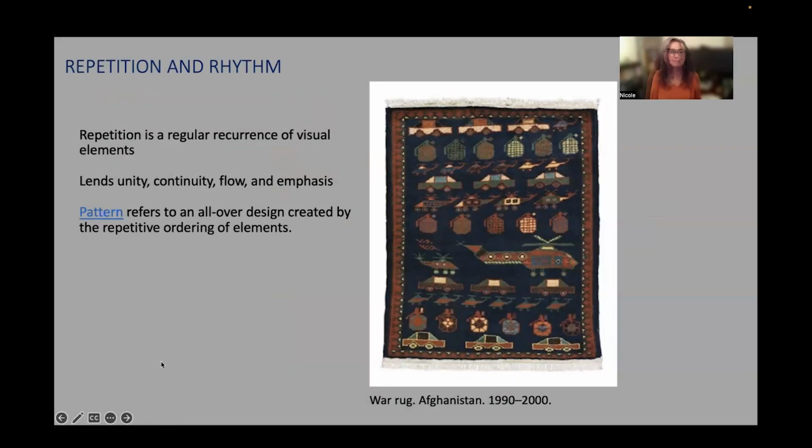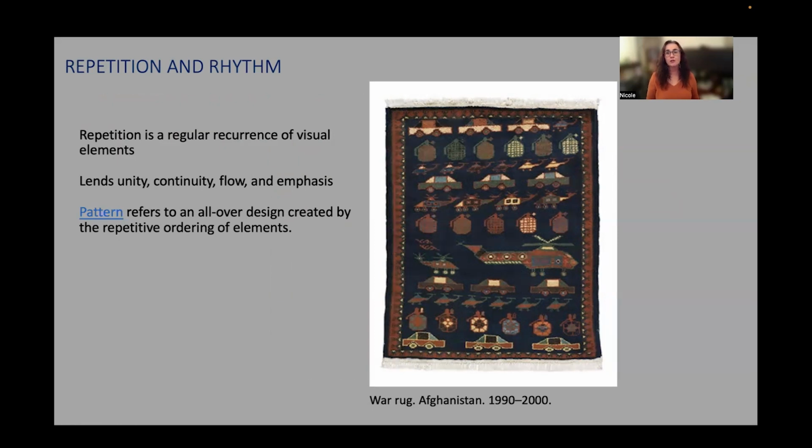Welcome back, everybody. Repetition and rhythm is the next set of principles that we want to work with, interrelated principles that we want to get to know. Repetition is a regular occurrence of visual elements. Repetition can contribute greatly to unity, to continuity between elements, to the flow of the eye through a design, as well as to emphasis. Pattern is a different kind of, a specific kind of repetition.